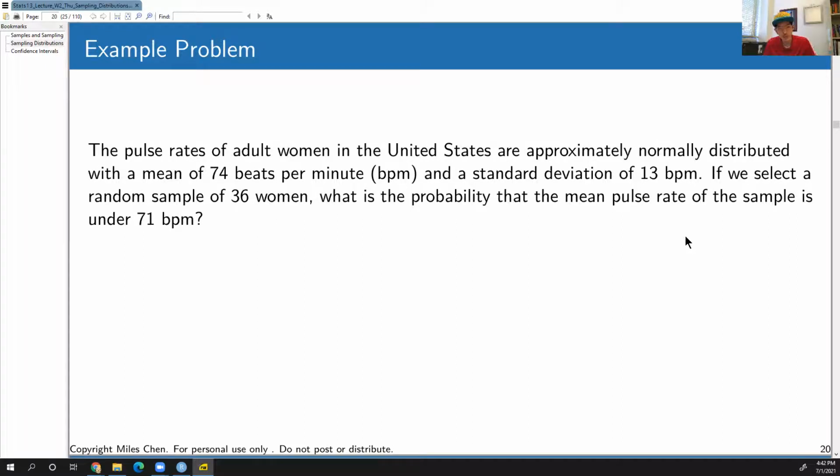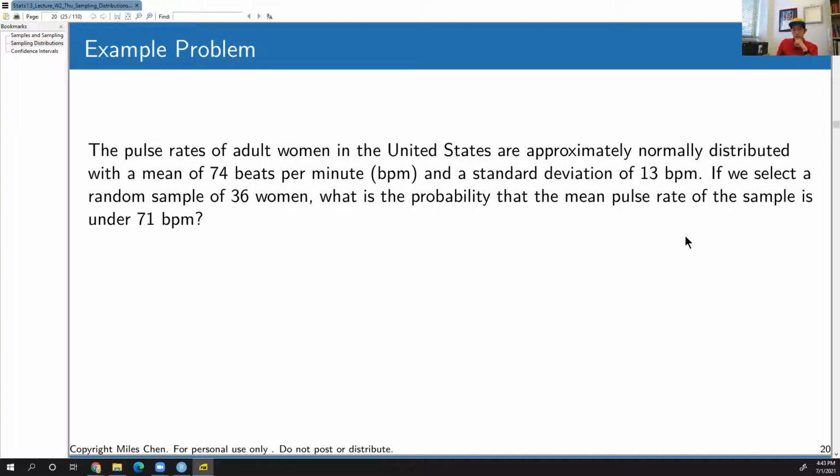So let's try out a problem here, okay? We're going to say the pulse rates of adult women in the United States are approximately normally distributed with a mean of 74 beats per minute, standard deviation of 13 beats per minute. Again, this is just made up information, so don't hold me to it. If we select a random sample of, say, 36 women, what is the probability that the mean pulse rate of the entire sample is under 71 beats per minute?